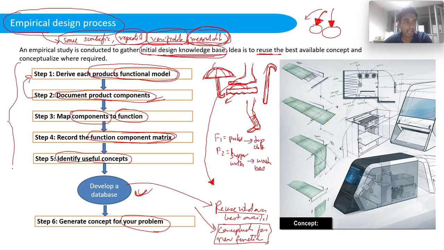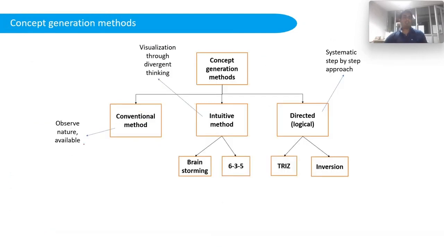So basically this is the start of the conceptual design process. After step 6 we enter into the conceptual design phase. The concept generation methods can be classified into mainly three types. There are many concept generation methods. Of course, many people do not use a systematic or scientific approach for creating concepts, and those we call conventional methods.